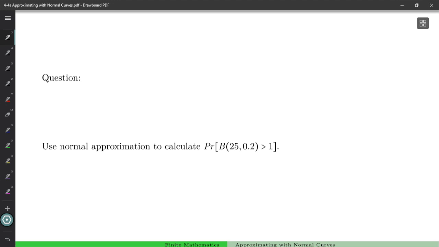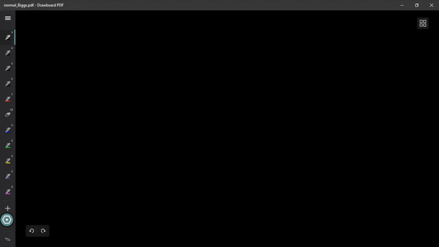Okay. So it's a binomial random variable, but if we're going to use normal approximation, we should figure out the mean and the standard deviation. So 25, 0.2, and we'll just make a note, it's greater than 1. That way I don't have to keep going back and forth between the various pages. So we need the mean of our binomial random variable.